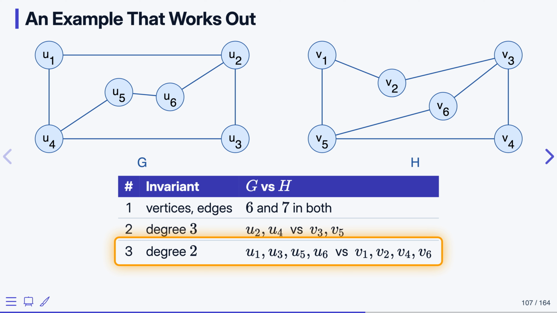Step 3. The rest have degree 2. In G, that is U1, U3, U5, and U6. In H, it is V1, V2, V4, and V6, 4 in each. Everything agrees, so an isomorphism may exist. Now we go and build one.